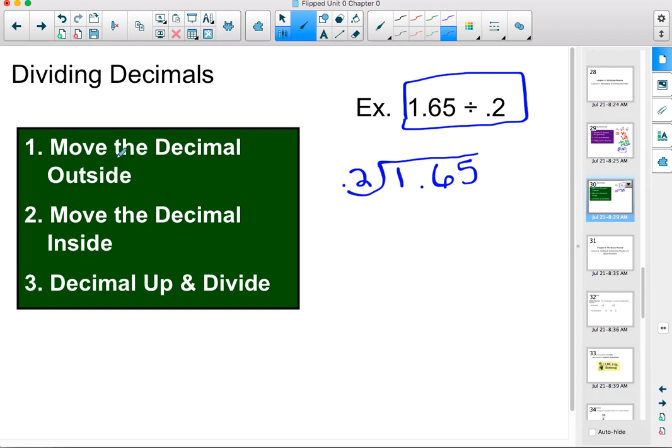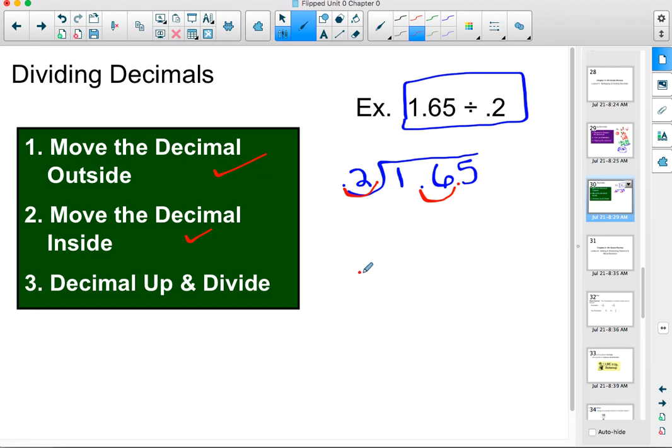So, step 1, move the decimal outside. If there's a decimal on the outside of your division house, it has to go. We cannot keep it there. So we're going to move it all the way to the end of the number, and we're going to count the number of place values that we moved it. We moved it once. Step 1, finished. Step 2, move the decimal inside. Now that we moved the decimal outside one place value, we have to move it inside one place value as well to keep things balanced.